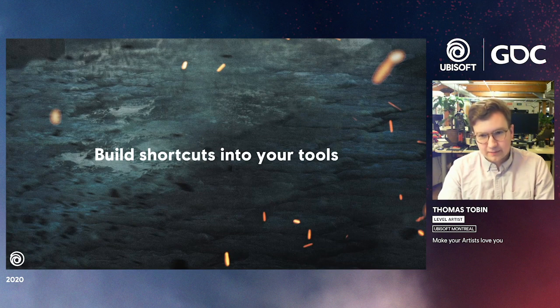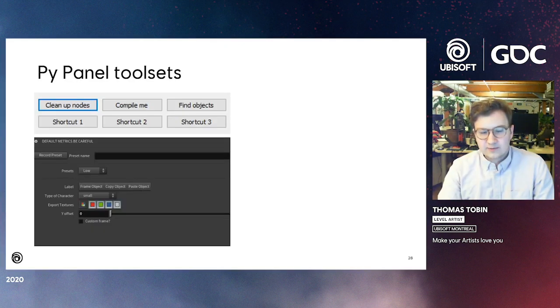The next thing I recommend is building shortcuts into your tools if possible. One thing I've been starting to do recently is mixing my PyPanel toolsets with my HDAs. I will have a PyPanel that pops up when the HDA is created, and it will have a couple shortcuts. So for example, a clean up nodes, a compile me, or find objects.